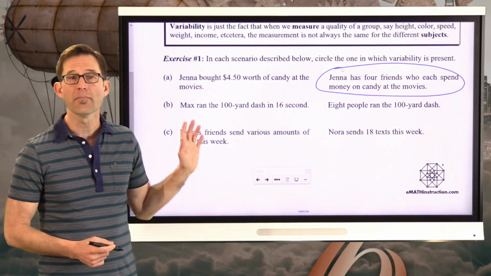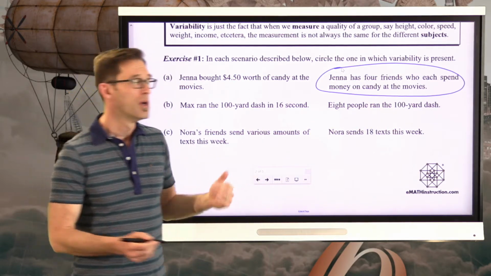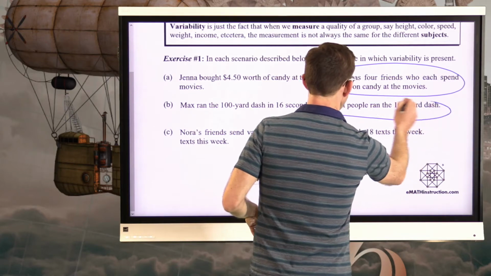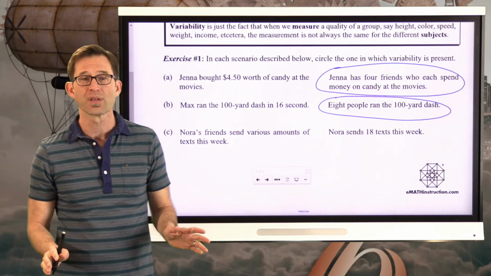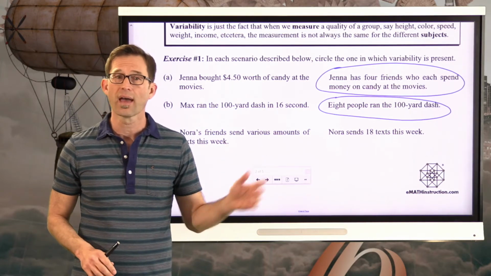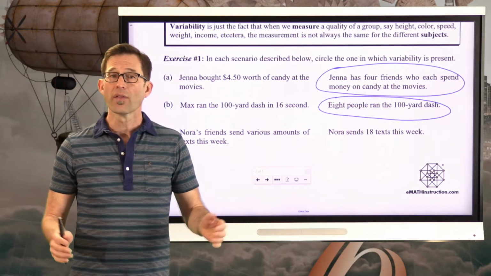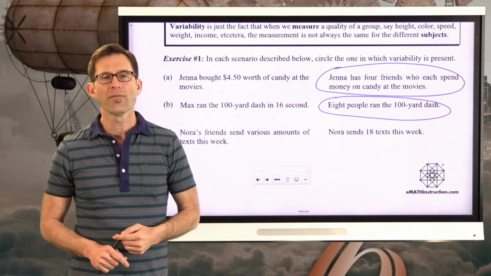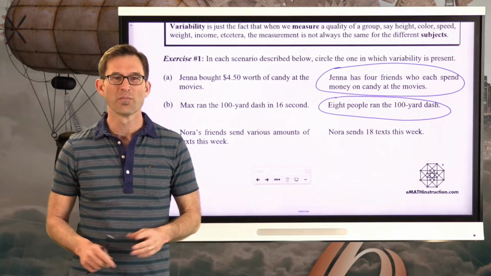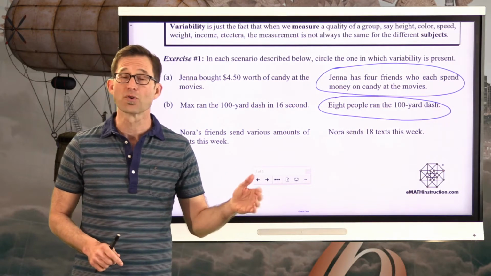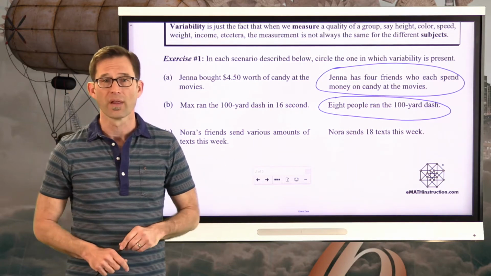All right, well, letter B: Max ran the 100-yard dash in 16 seconds. 8 people ran the 100-yard dash. Again, in this one there's going to be variability. There's no getting around that. There's no way those 8 people are going to run the 100-yard dash in exactly the same times. If the question was just, how fast did Max run the 100-yard dash? There's only one answer, 16 seconds. If, on the other hand, you had a race with 8 people and you asked how fast those people ran, there'd be variability. You might say the fastest person ran it in 14 seconds and the slowest person ran it in 17 seconds or something like that.